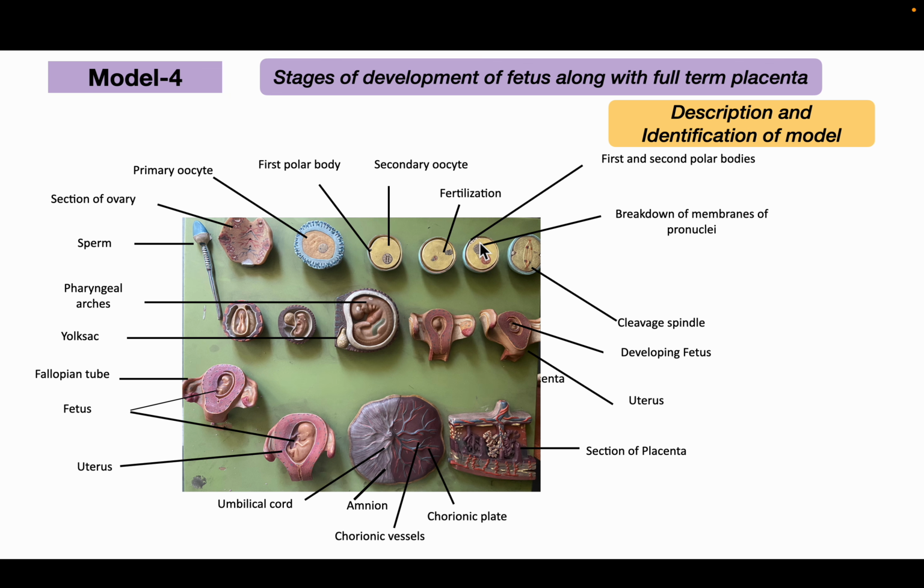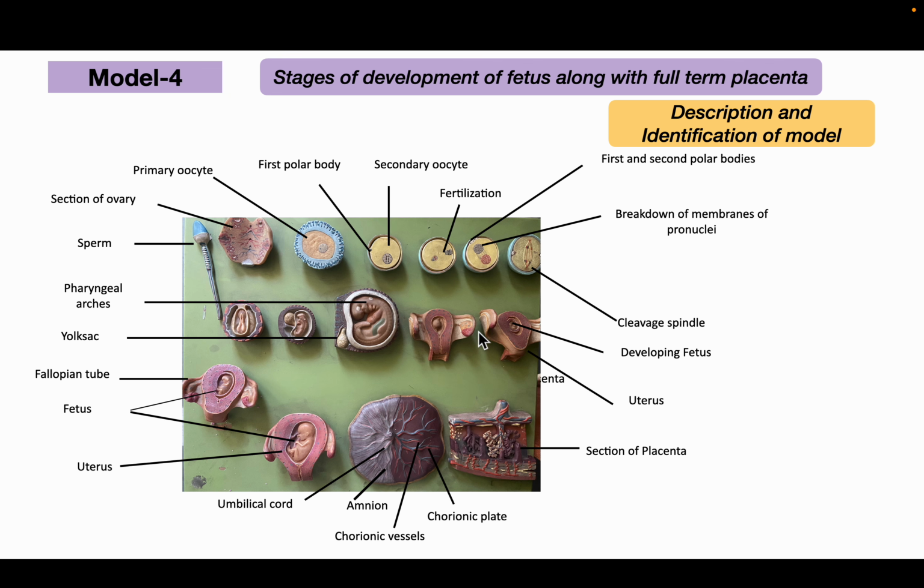So first and second polar bodies are formed because after fertilization the second meiotic division is completed. Then the cleavage spindle, they are shown over here. Then in this, the development of the fetus in the uterine cavity is shown. So in this model, you can see the pharyngeal arches, they are visible. Then growth of the fetus is happening over here.